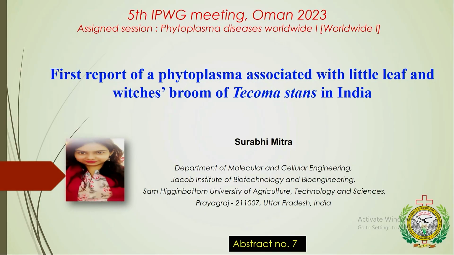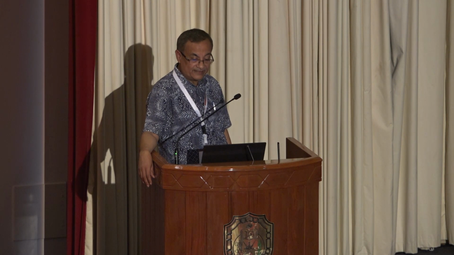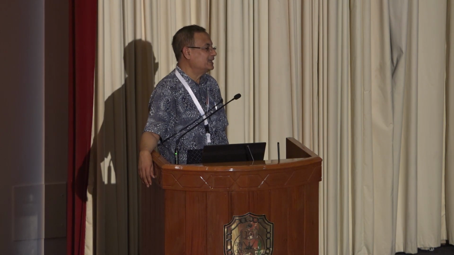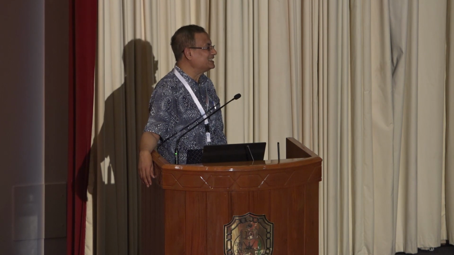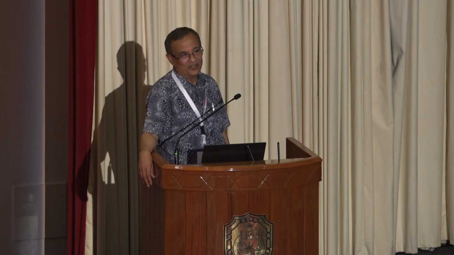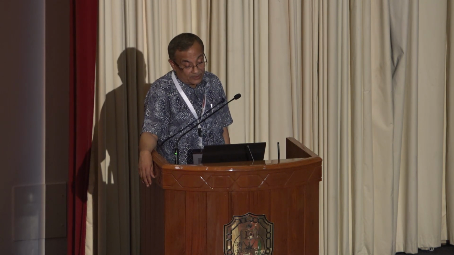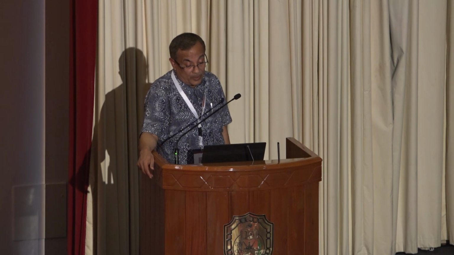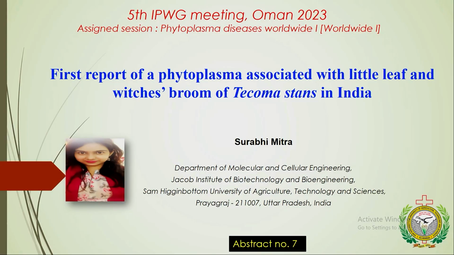In the earlier presentation, I already discussed that ornamentals are again a very common, popular host for phytoplasma strains in India, and we have recorded at least 50 ornamental species of different phytoplasma groups in India. Surabhi Mitra is one of my PhD students, and she worked on the identification of phytoplasma. She identified a phytoplasma strain causing little leaf and witch's broom of Tecoma stans.